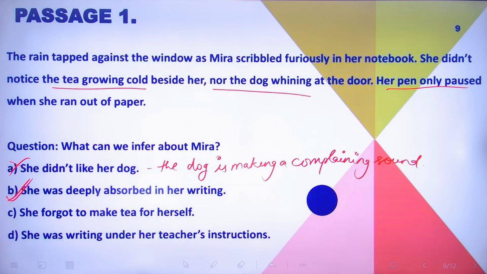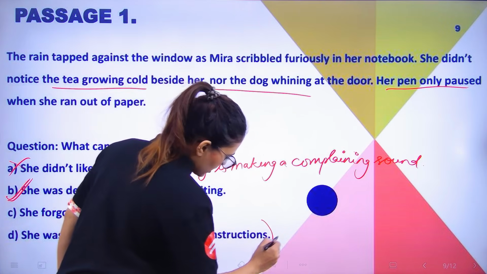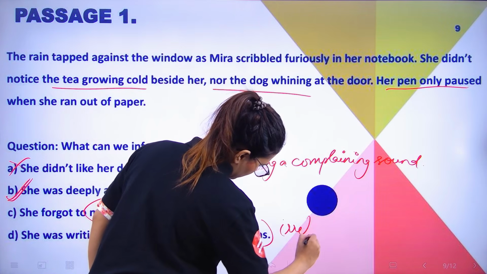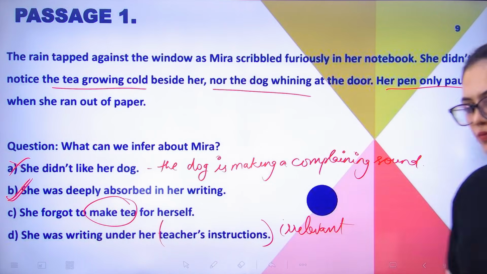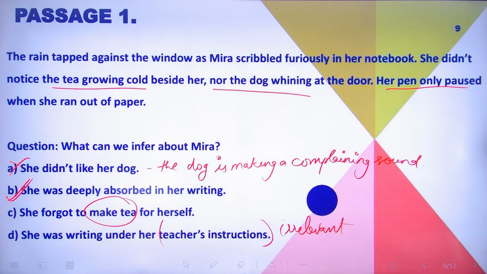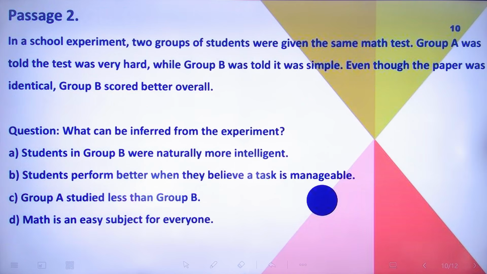That means she's completely engrossed in her work. She forgot to make tea, the tea is already there. She was writing under her teacher's instruction, irrelevant detail, not present in the passage. So the correct answer is option B, and most of you have got it right. Let's see the next one.